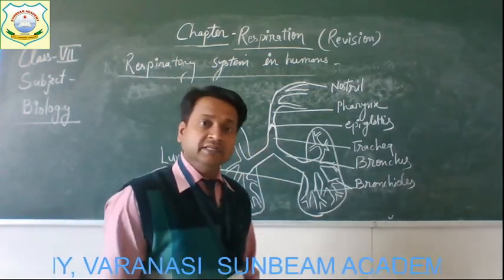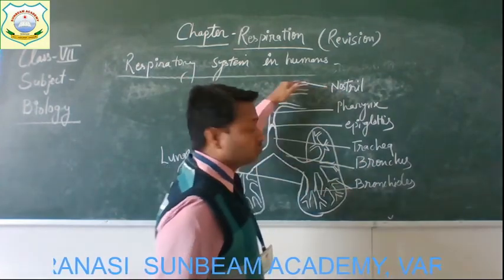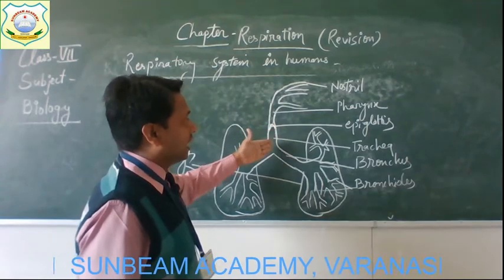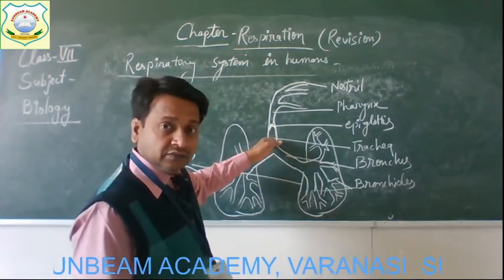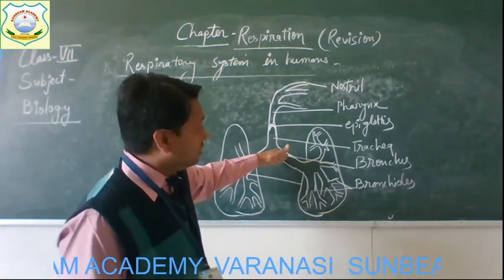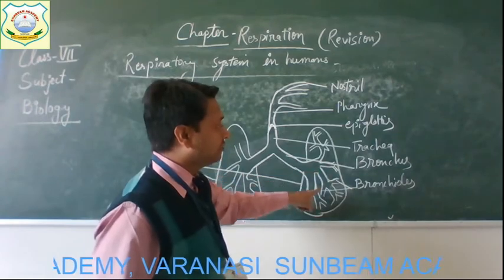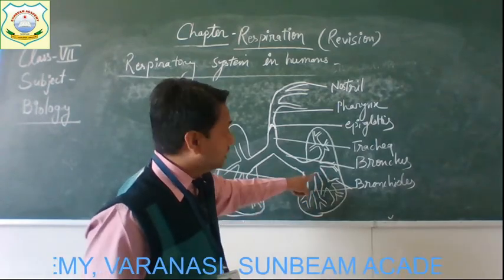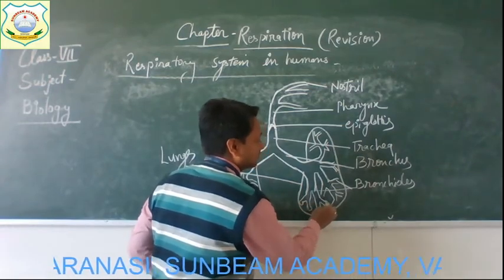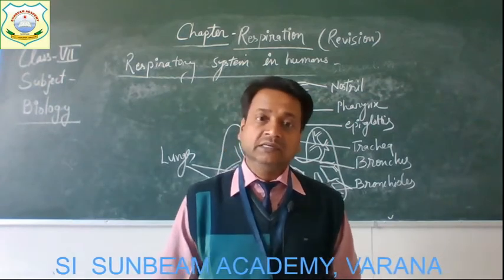in the respiratory system. Alright children, so first the air enters through the nostril, then it passes through the pharynx and epiglottis and reaches the trachea or windpipe. The trachea gets divided into bronchi, and the bronchi enter the lungs and are again divided into many fine bronchioles. The bronchioles have air sacs. So through these air sacs, the exchange of gases occurs.